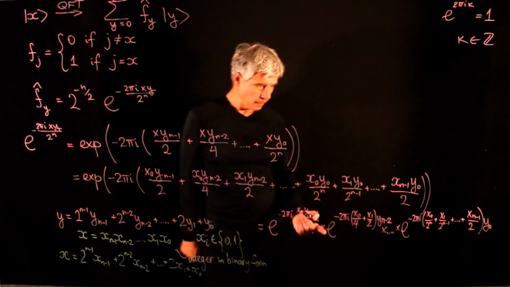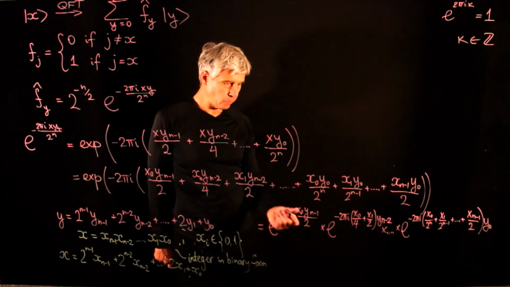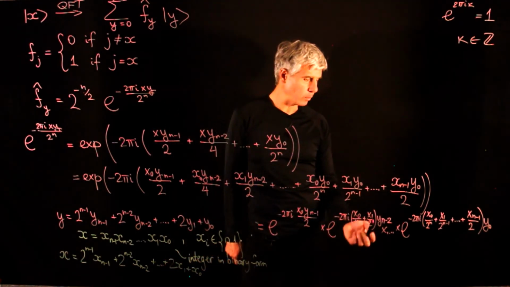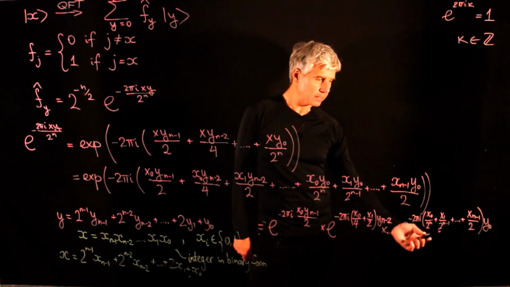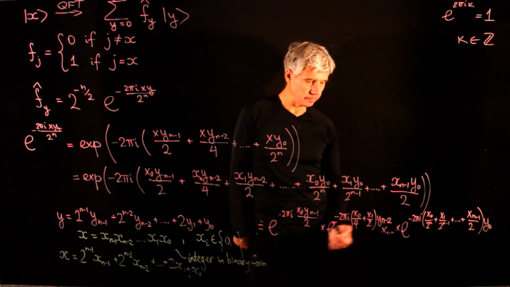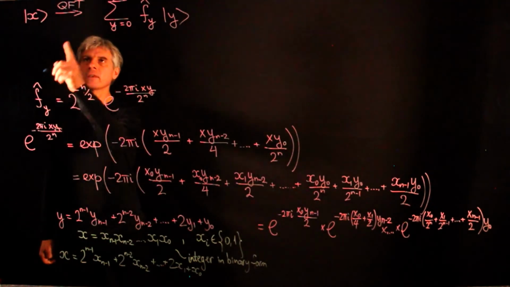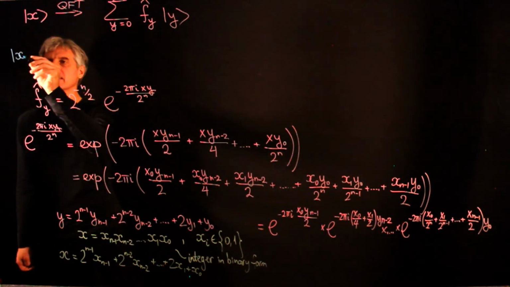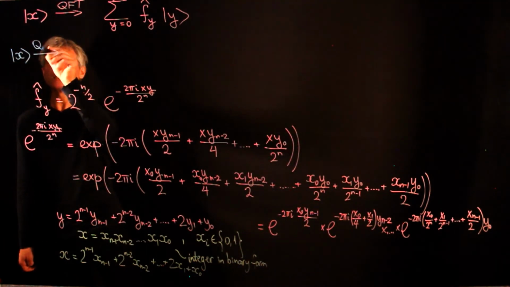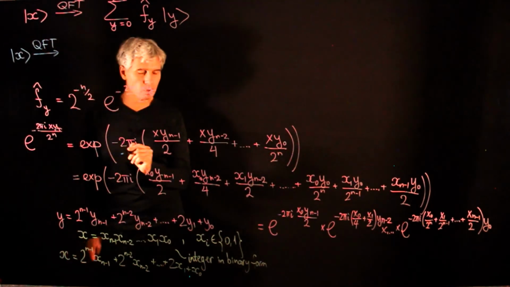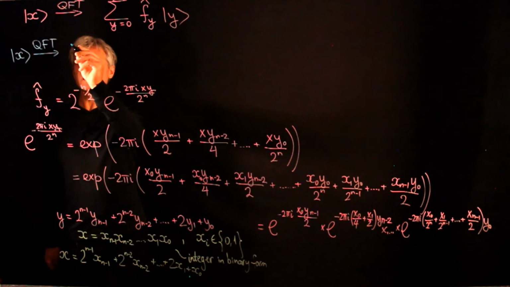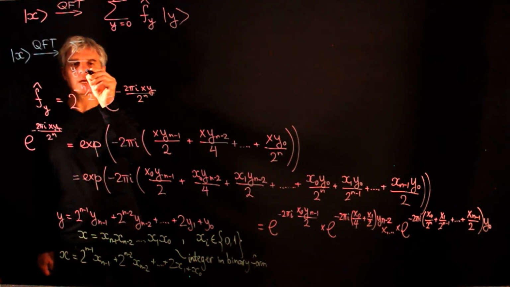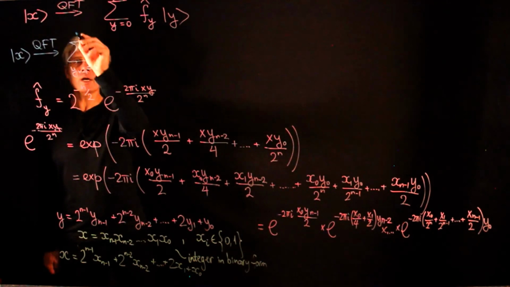Right? So now an important observation is that the first factor depends only on y_{n-1}. And the second factor depends only on y_{n-2}. And the last factor depends only on y0. This fact allows us to factor the image under QFT of the basis vector x. So here we can see that x under QFT must be transformed in the following product. So we take the sum where y_{n-1} goes from 0 to 1.